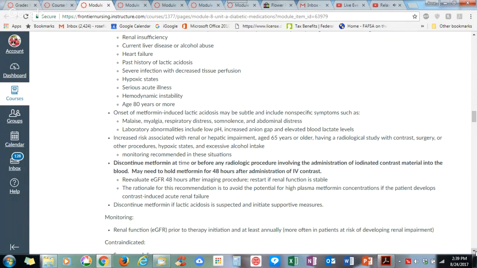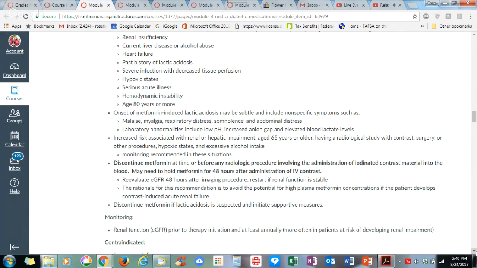Onset of metformin-induced lactic acidosis may be subtle and include nonspecific symptoms such as malaise, myalgia, respiratory distress, somnolence, and abdominal distress. Lab values include low pH, increased anion gap, and elevated blood lactate levels.